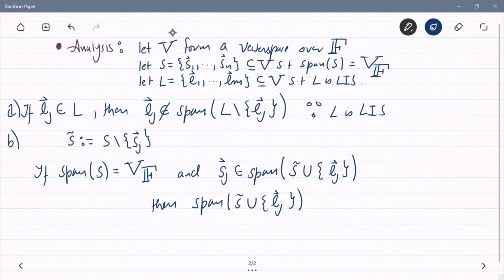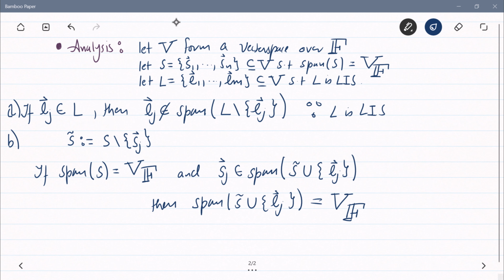This should still be the original vector space. But why? Well, the only difference between this set and the original S set is that we are missing the S sub j. But if S sub j belongs in this span, then we are no longer missing it. And the original S obviously spans the vector space, so this must also span the vector space. You can prove this on your own. This is not an in-detail proof or anything. This is an easy one.